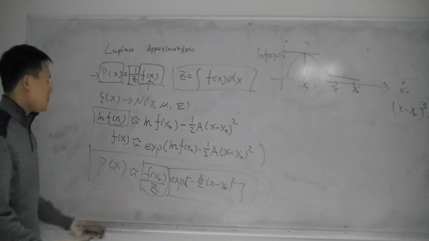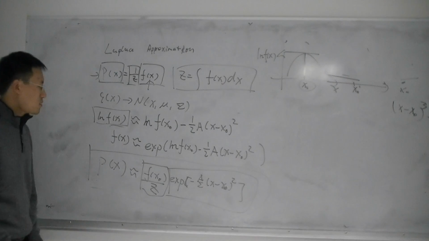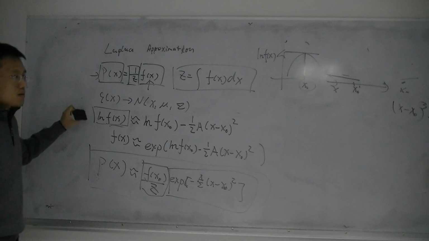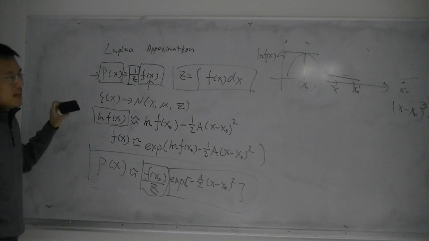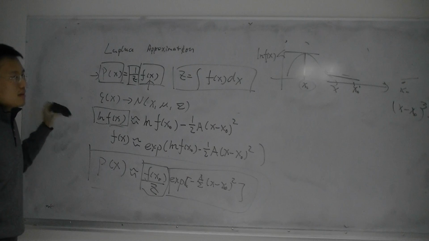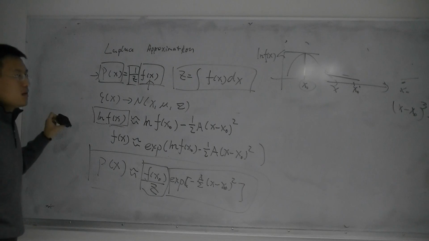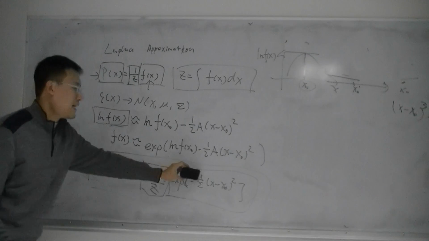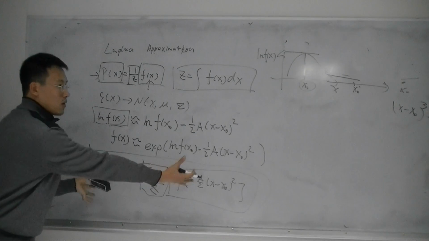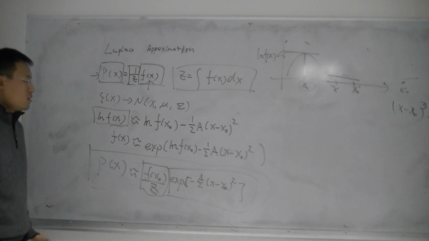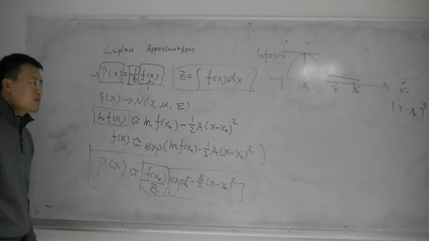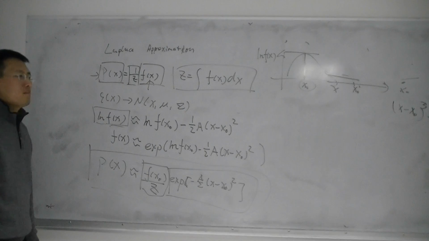So there are two steps to use the Laplace approximation. The first is to set the first order derivative of the logarithm of f(x) equal to 0, then you get x0. Then take the second order derivative of this function and evaluate it at x equal to x0, then you get a. Then you get your approximate distribution with mean x0 and the covariance matrix or precision matrix given by a. This is the whole idea.